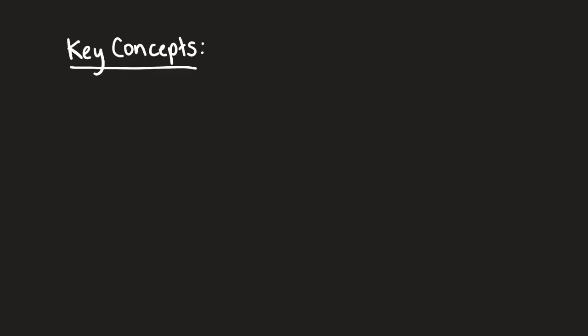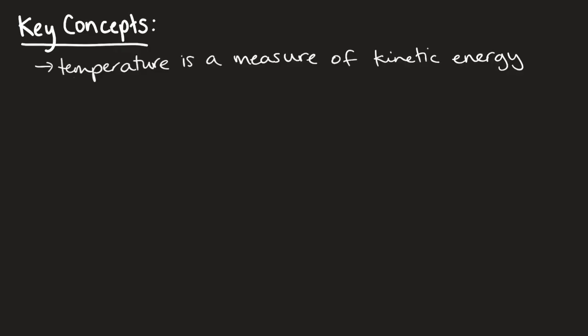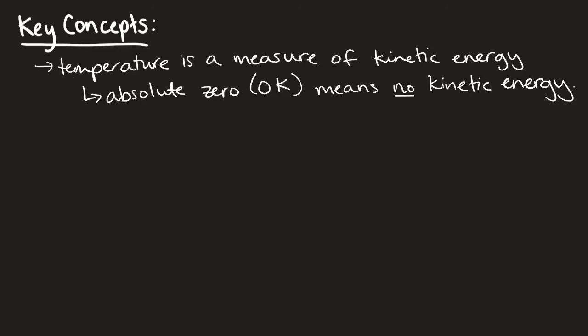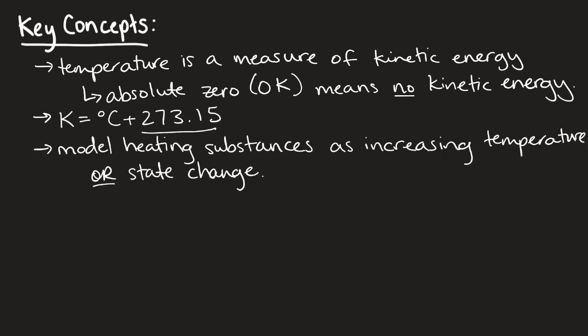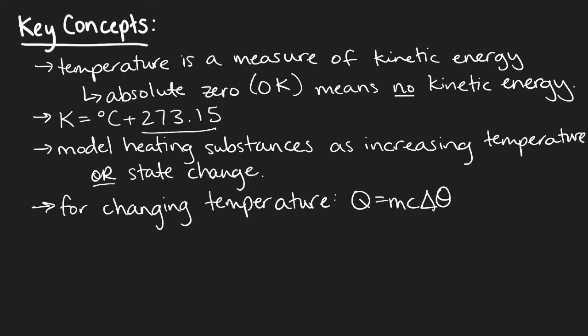So now this is quite a long video, but we're just going to run through some key concepts that we've covered earlier. Temperature is a measure of kinetic energy of the particles. And this gives rise to the idea of absolute zero, 0 Kelvin, being no kinetic energy. To convert from degrees Celsius into Kelvin, we add 273.15. You need to memorize this number. We can model heating substances as increasing temperature or a state change, never both together, or at least not for now. And for changing temperature, Q equals mc delta theta.